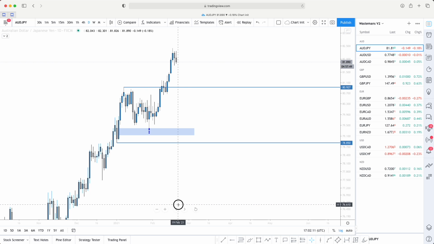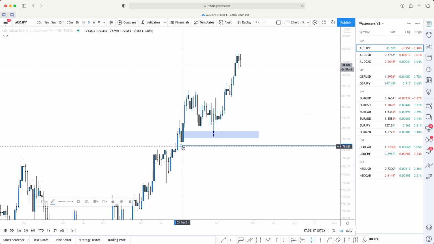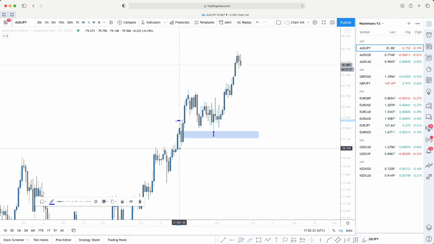Okay, for example, we have this huge impulsive move. Let me get rid of the ranges. Again, we'll speak about that in another video. We have this huge impulsive move on the daily. We have a high, and then we have a low, and then a high. What caused this high? That's what you need to think about.